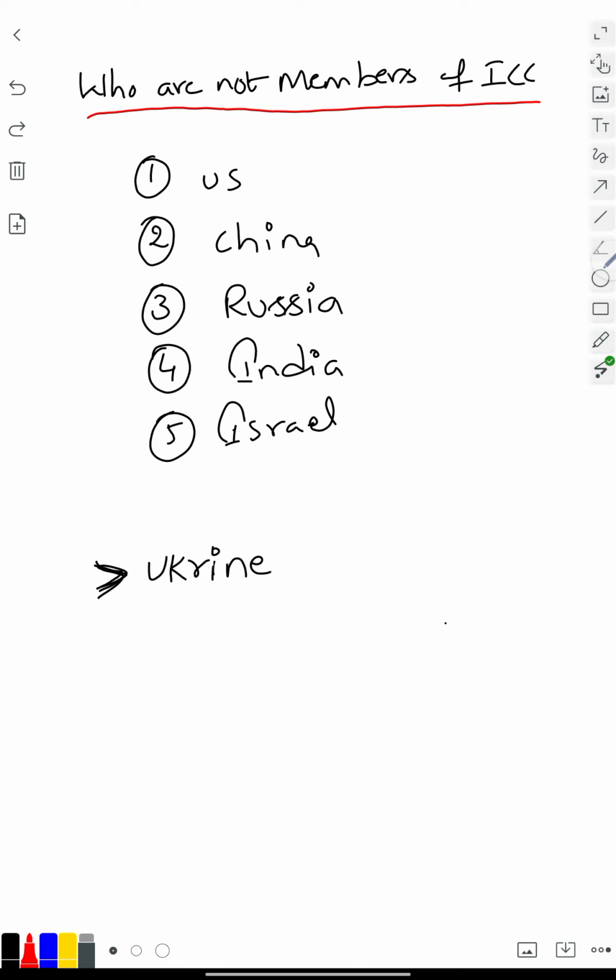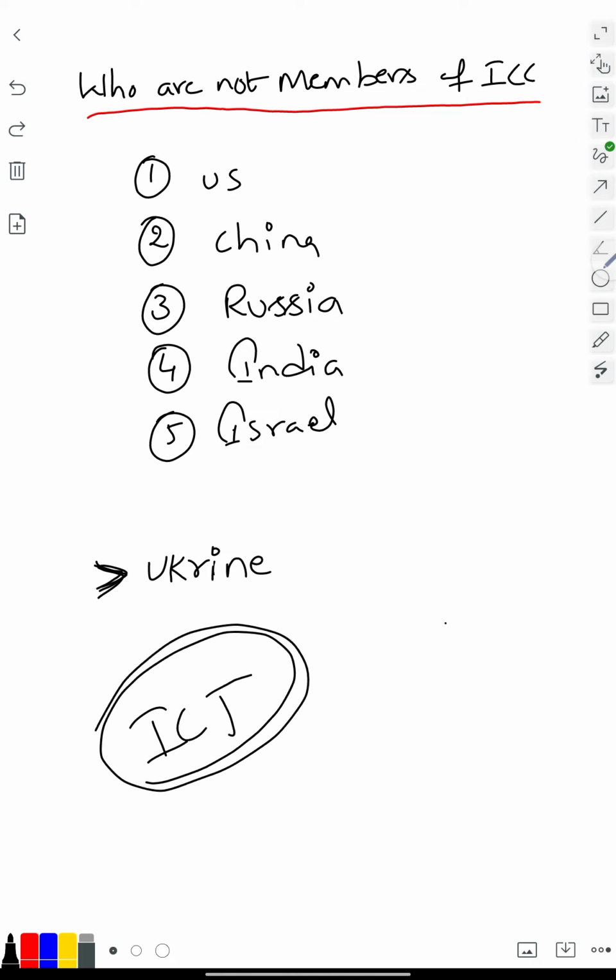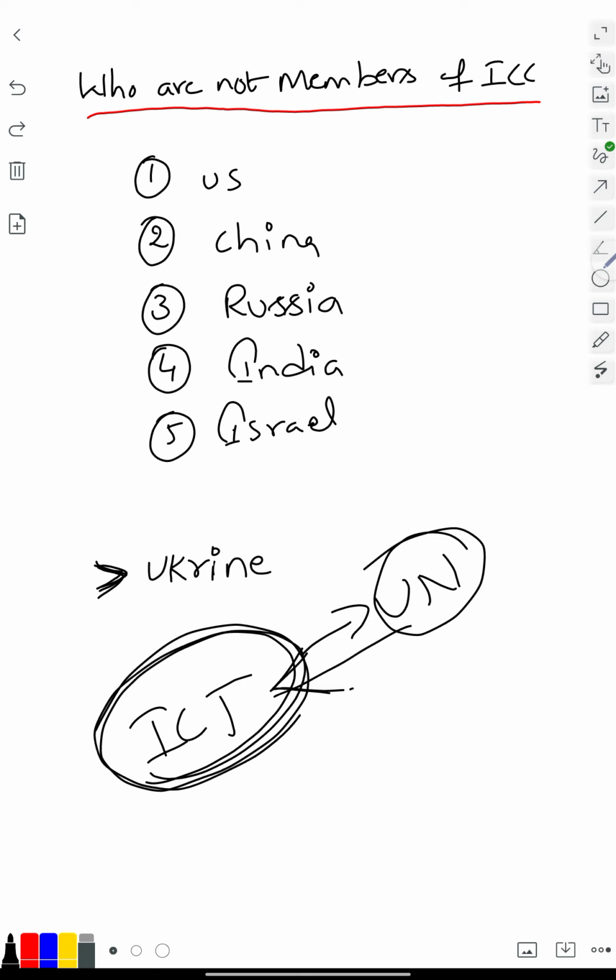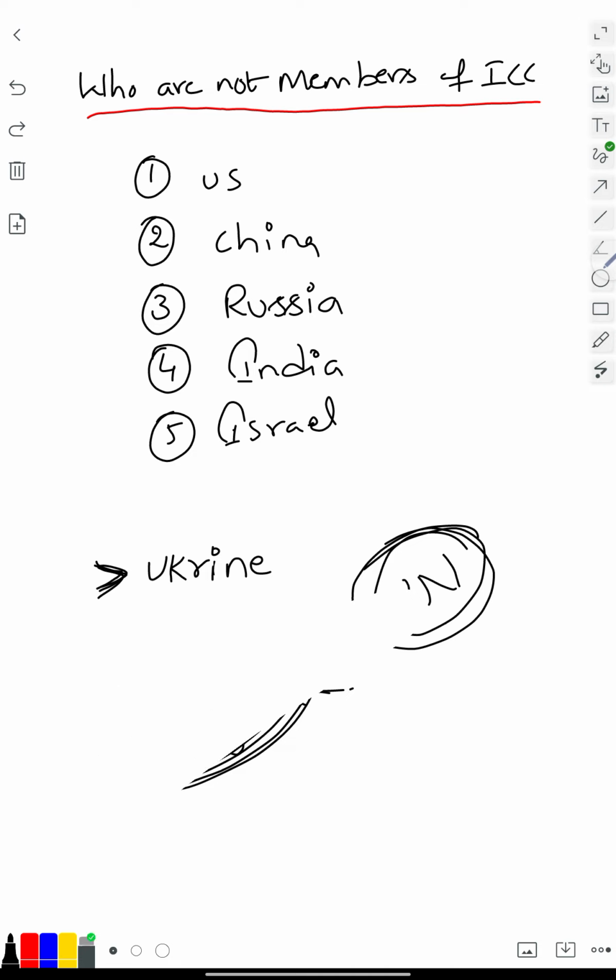Before that, I will try to explain who are members of ICJ. First, we will see ICJ, the International Court of Justice, because it is a United Nations body. The members who are part of the United Nations will become the members of the International Court of Justice. Okay, there is no confusion in the membership of the International Court of Justice.